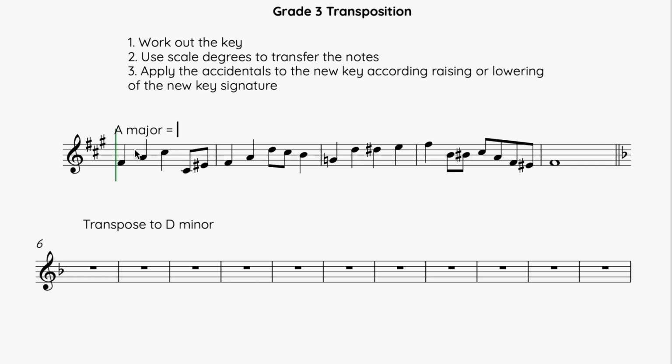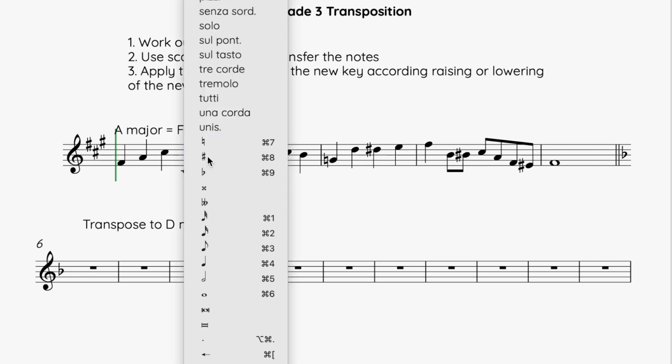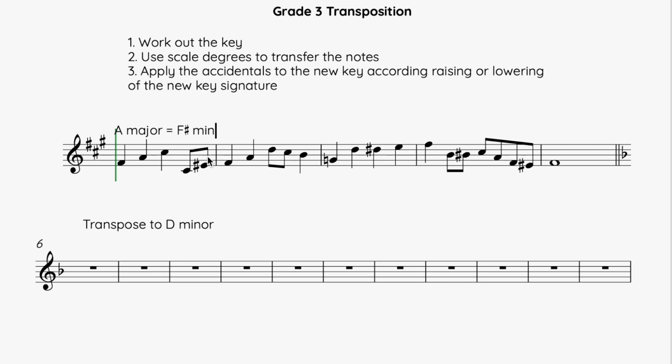The relative minor is always the 6th degree of the major scale. It's the 6th note of the major scale. So what is the 6th note of A major? And that, of course, is F sharp minor. So it's very important to understand that when you see a key signature, there's the major scale, but there's also the relative minor as well, because it might be that the melody is in the minor key.